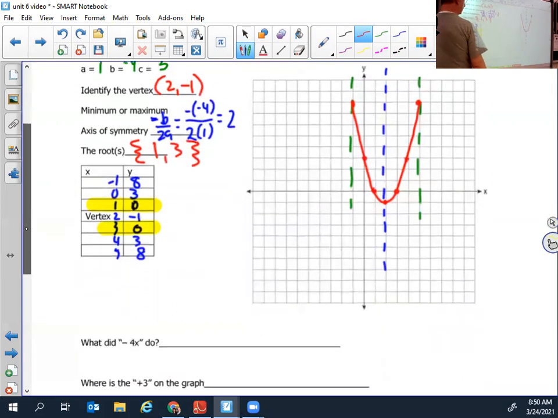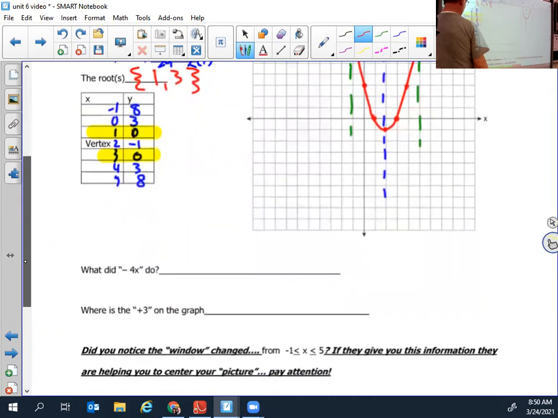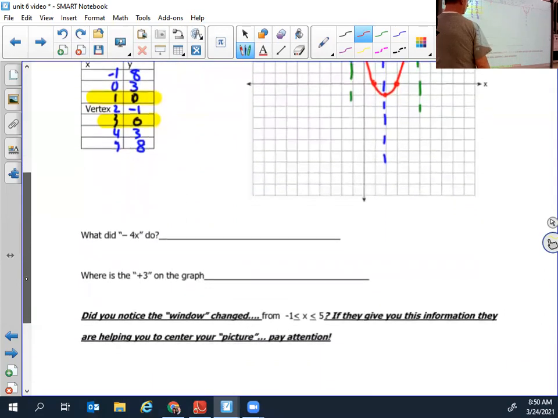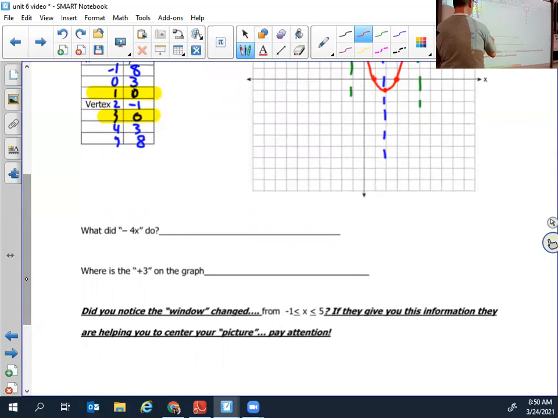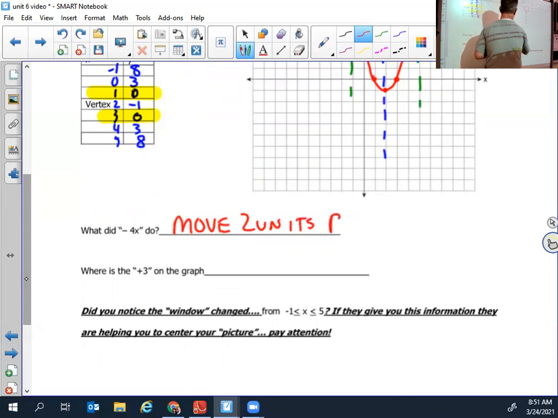Okay, and what did the 4x do? Basically, if you divide it by 2, it moved it 2 units to the right. And where do you see the plus 3? That's going to be the y-intercept.